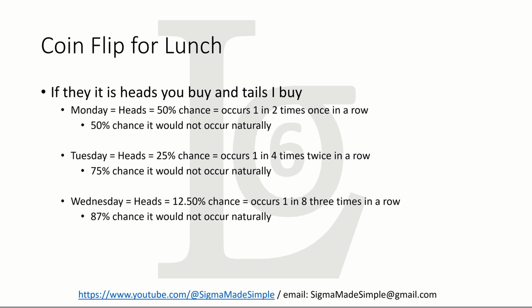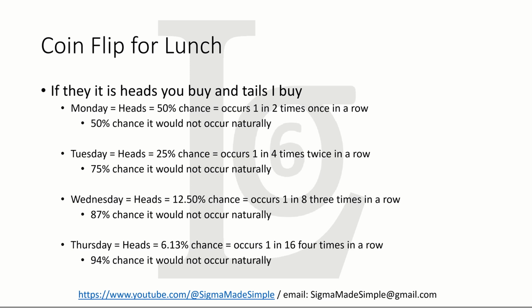Wednesday, I'm not going to do all the math here for you, but basically Wednesday we flip the coin, it's heads again. You've got about a 12.5% chance that this occurs 1 time if you flip a coin 3 times in a row, 1 in 8 times. There's an 87% chance it's not going to occur naturally. Thursday, what would you think about Thursday? If I flipped the coin and I said I got heads again, there's only a 6.25% chance. That's basically this might occur 1 time if you flip a coin 4 times in a row, 1 in 16 times. You've got a 94% chance it would not occur naturally.